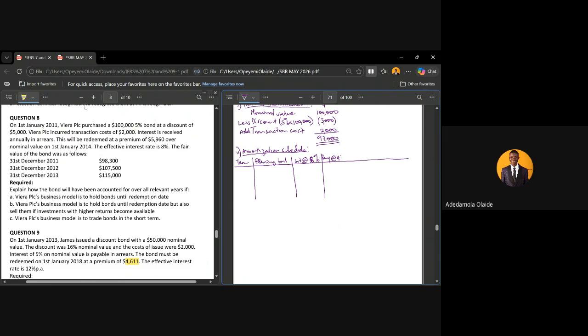Okay, the 5% here is actually the interest rate. The discount, they gave us the discount outrightly to be 5,000. So let us take this one and say the discount is 5% of 100,000. So if that is the case, payment is at 5%. Then closing balance.